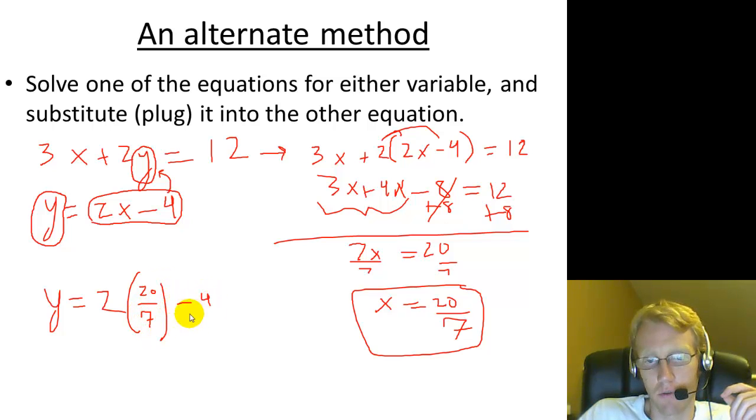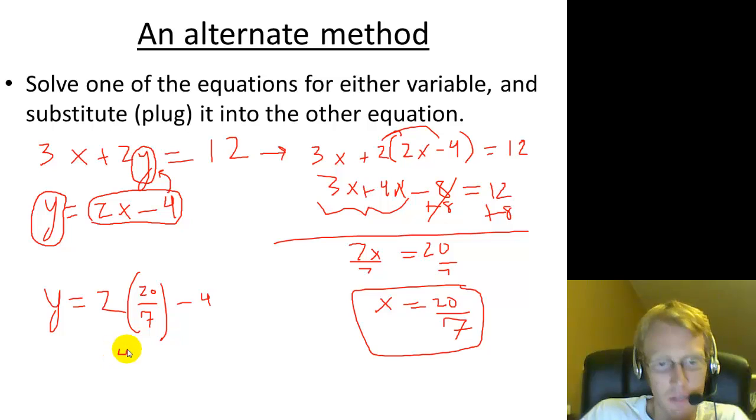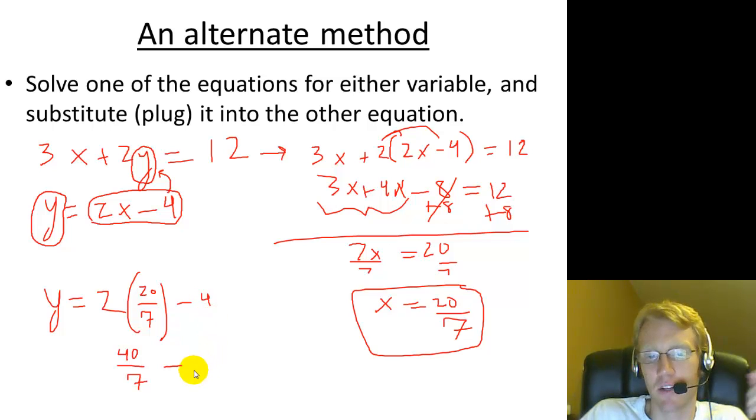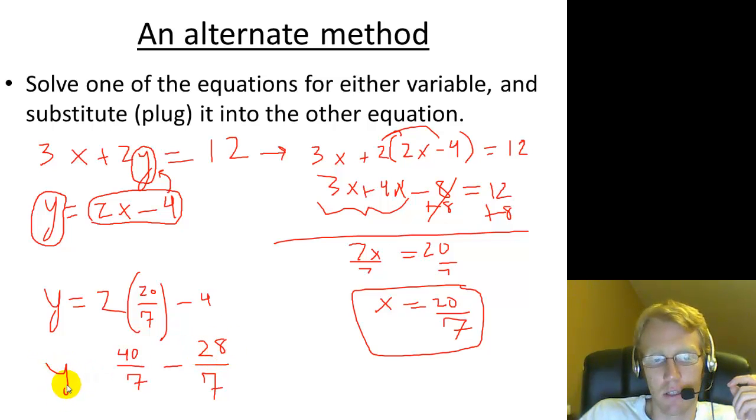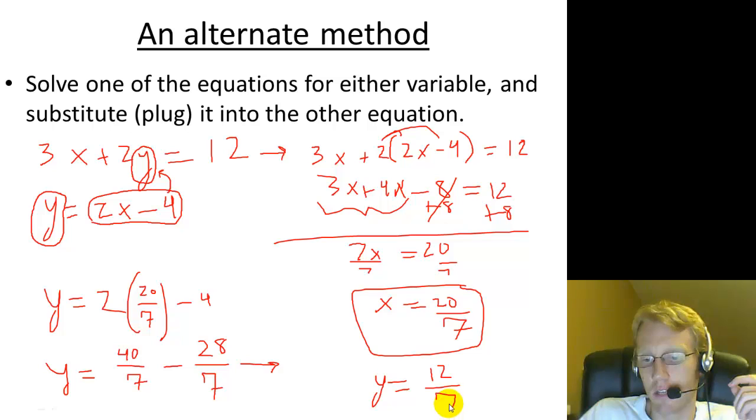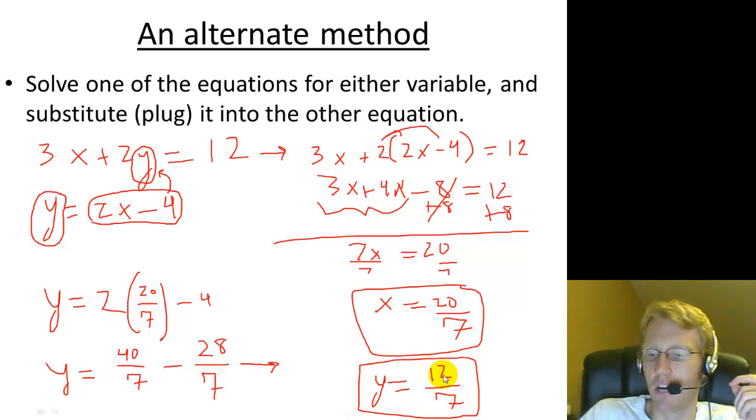Then I subtract 4. So 2 times 20 is 40 over 7 minus, now I need a common denominator to combine these. So 7 will be my denominator, and 4 is equal to 28 over 7. So our final answer then is y equals 40 minus 28 is 12 over 7. So the point where these two cross is 20 over 7, comma 12 over 7.